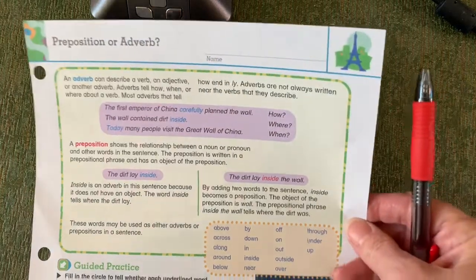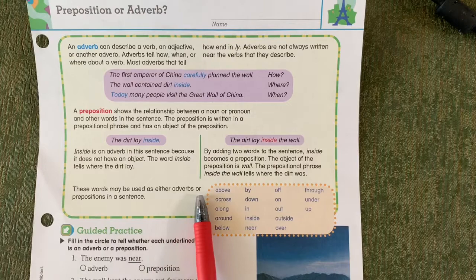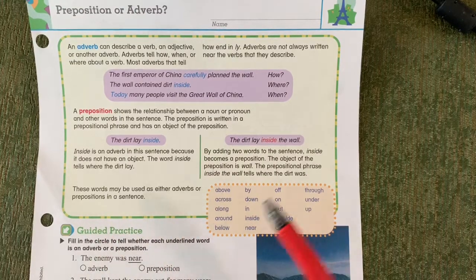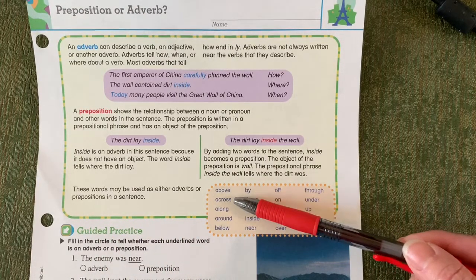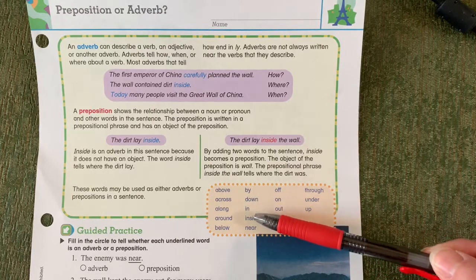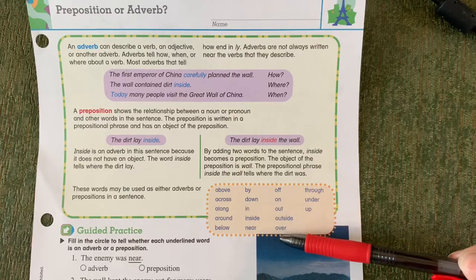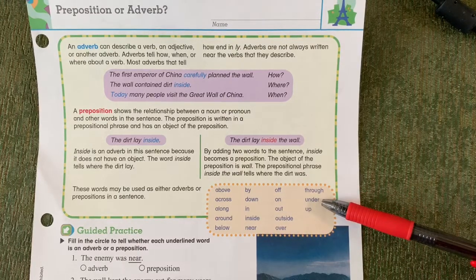And then they give us a list here of words that can be used either as adverbs or prepositions in a sentence. Above, across, along, around, below, by, down, in, inside, near, off, on, out, outside, over, through, under, and up.